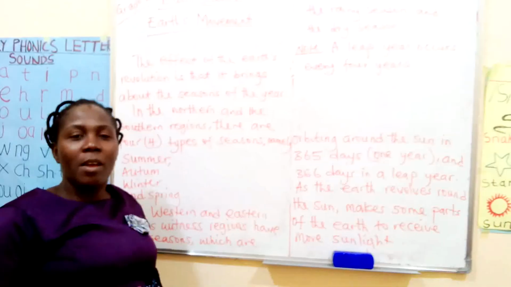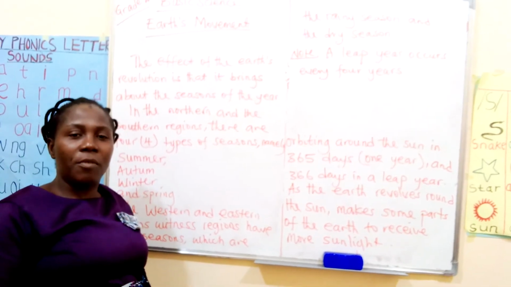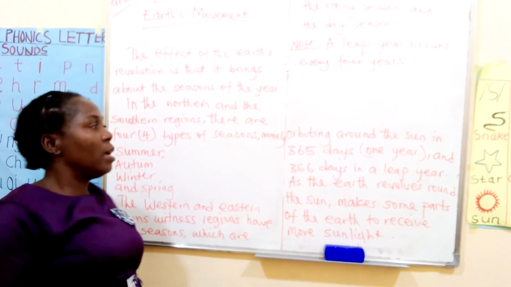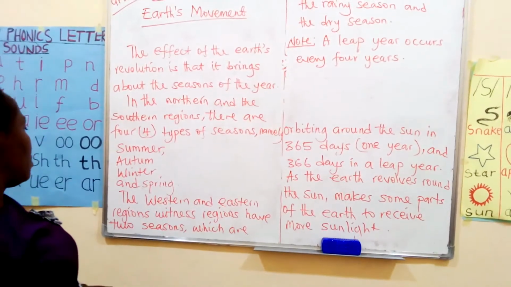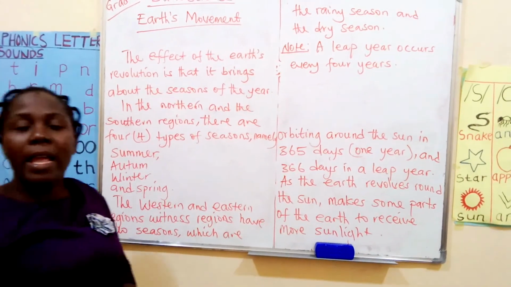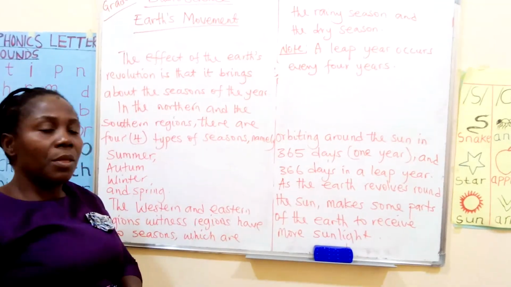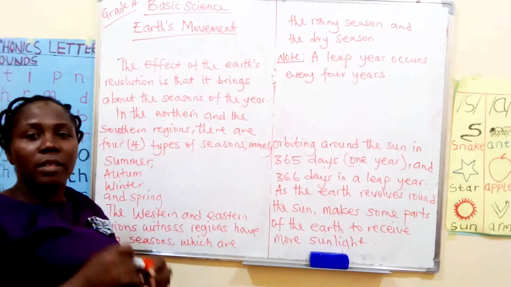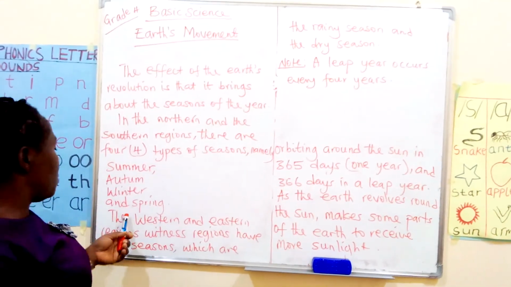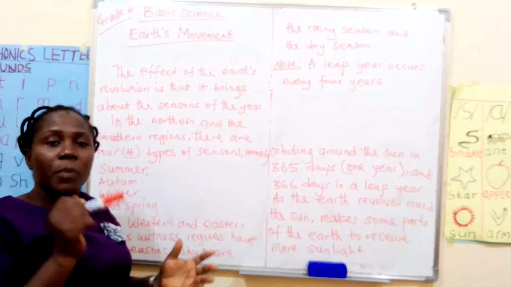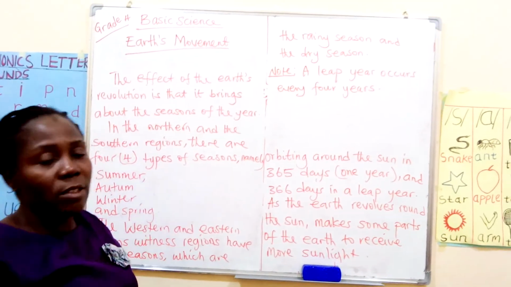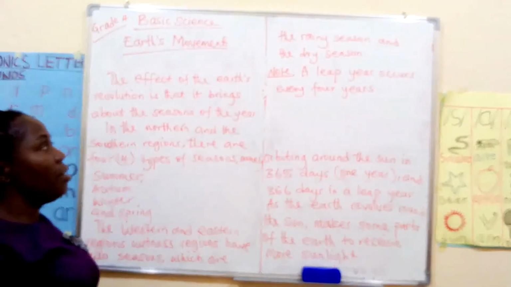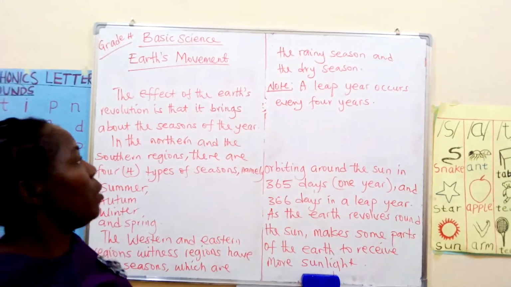Alright, friends, we have talked about the seasons of the year as caused by the revolutionary movement. And here are the 4 seasons: the summer, autumn, winter, and spring. Remember, I have said that not all parts of the earth experience these seasons. It is only the northern and the southern regions of the earth that will experience this, while the western and the eastern regions will witness 2 seasons, which are the rainy season and the dry season. We talk about a leap year.